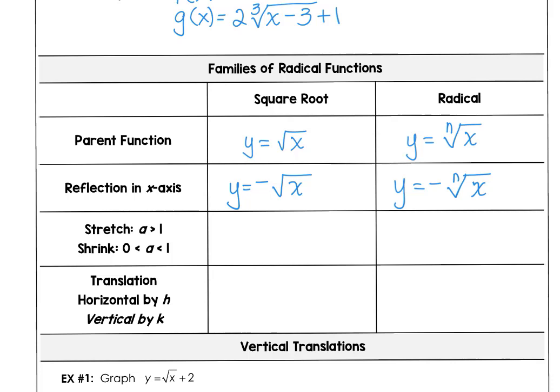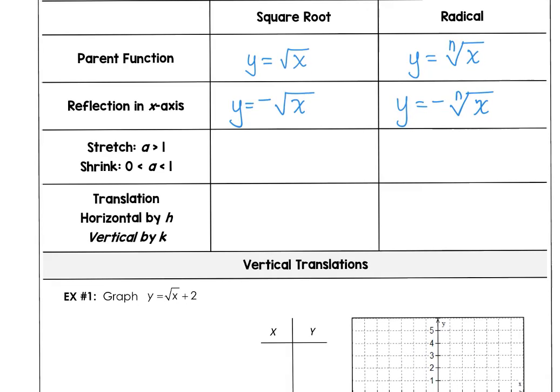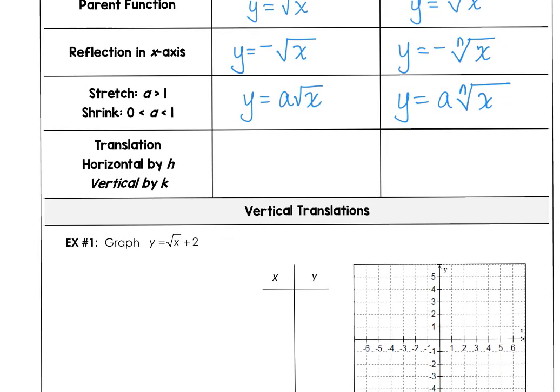When you stretch a graph and the a value is bigger than 1, and when you shrink a graph, your a value is a value between 0 and 1. And finally, when we translate a graph horizontally, that's the h value, and vertically, that's the k value.